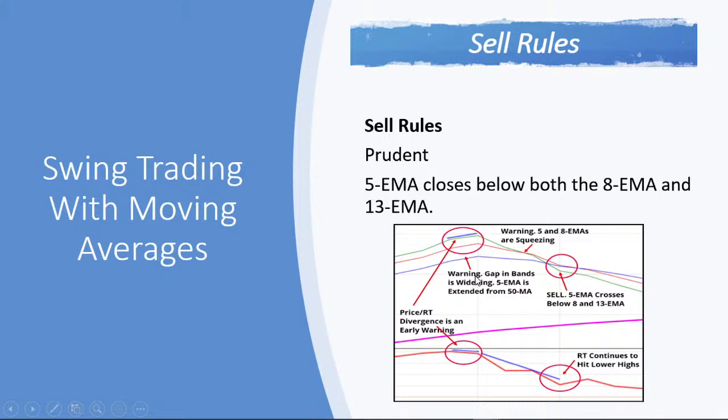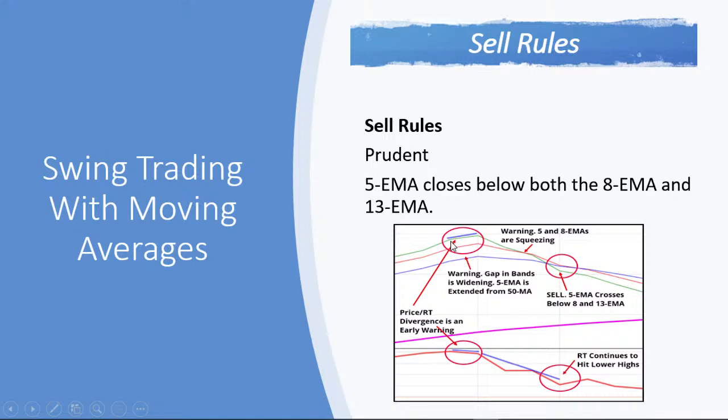Warning here, number one, is the gap in the bands is widening. The 5-day EMA is extended, really extended from the 50-day moving average. The further the moving averages start to fan apart, okay, what does that mean price is doing? Price is really running, okay? Really running, pulling further and further away from all three moving averages, and including the 50-day moving average.